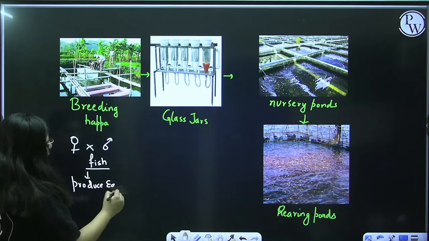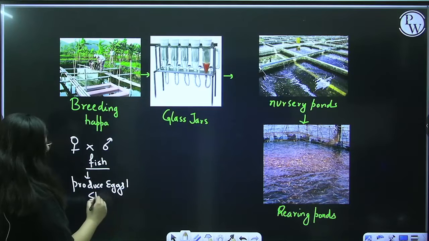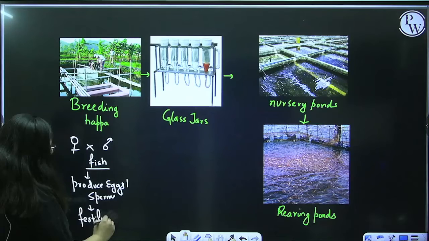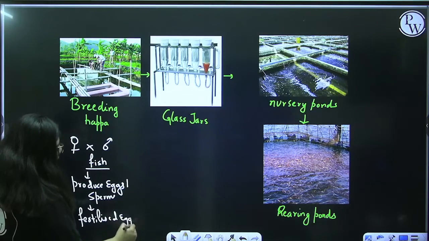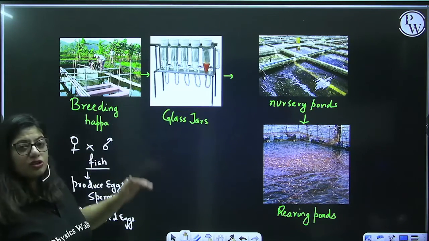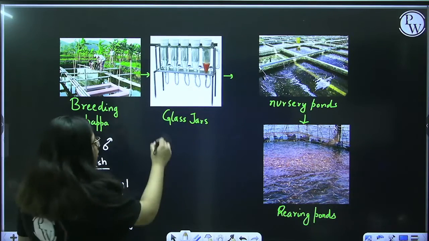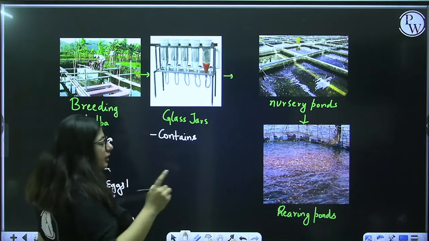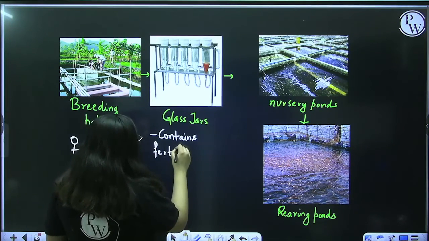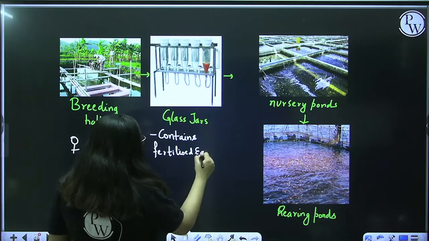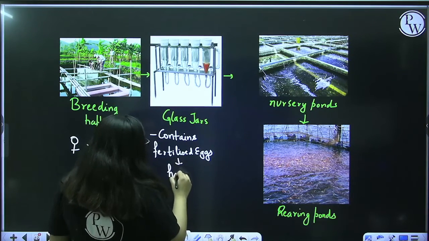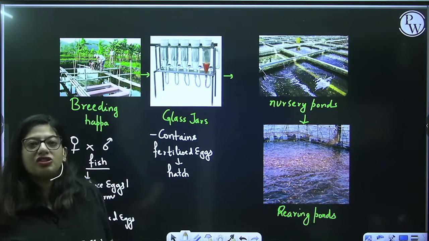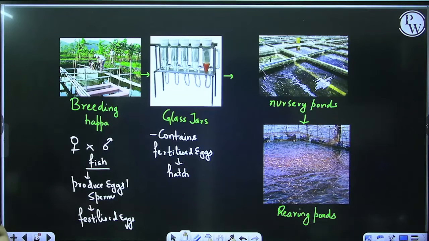Now these eggs and sperms, they will get fertilized. So fertilized eggs are then shifted to glass jars. Glass jars are like incubators. So what do these contain? These contain fertilized eggs, and these fertilized eggs will hatch further, right? So that's why you also call them hatcheries.